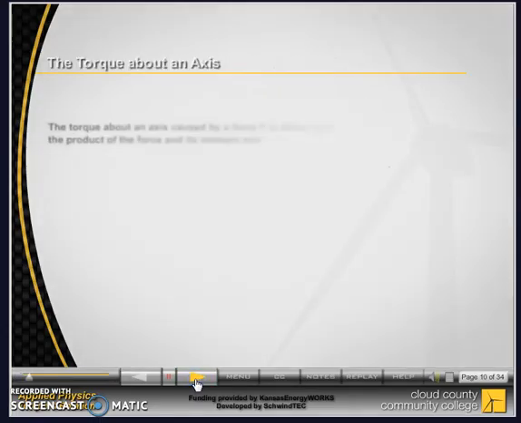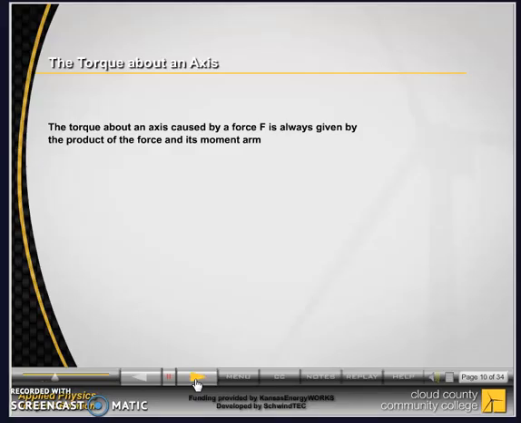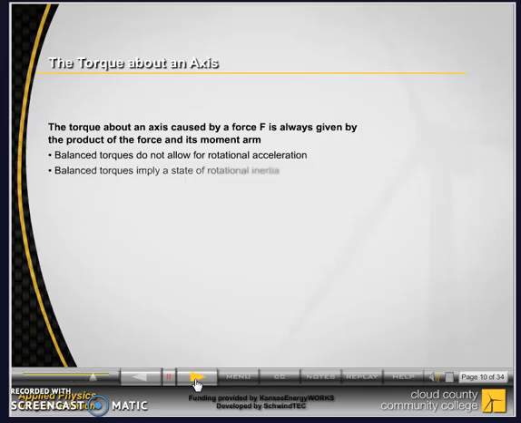The torque about an axis caused by a force, F, is always given by the product of the force and its moment arm. Balanced torques do not allow for rotational acceleration. Balanced torques imply a state of rotational inertia.